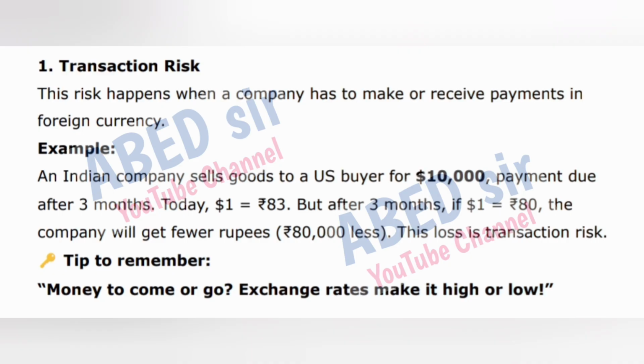Today, $1 is equal to 83 rupees. But after 3 months, if $1 is equal to 80 rupees, the company will get fewer rupees, 80,000 rupees less. This loss is transaction risk. Tip to remember: money to come or go. Exchange rates make it high or low.